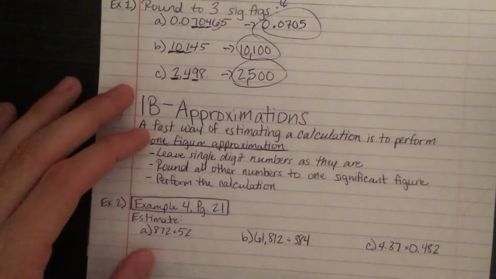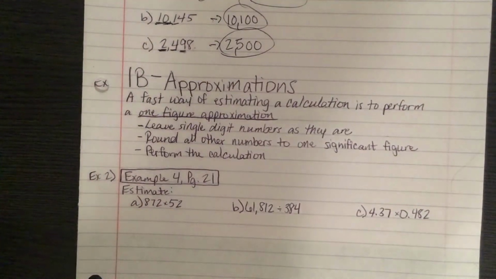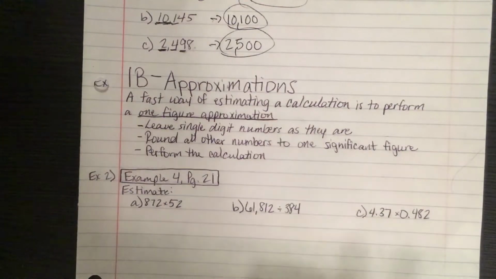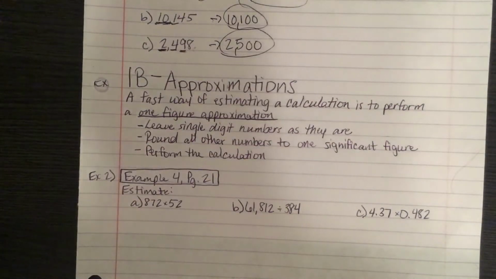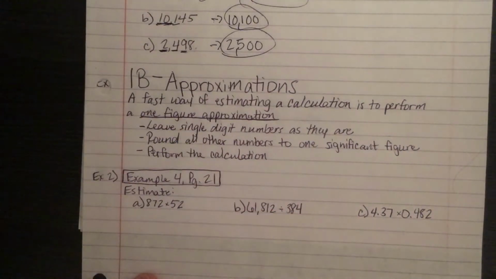So the next thing that we're going to look at here is approximation. More specifically, we're going to look at the mathematical definition of approximating. A pretty quick way to estimate a calculation is to do what's called a one-figure approximation. Basically what that means is we're just going to round to 1 sig fig.